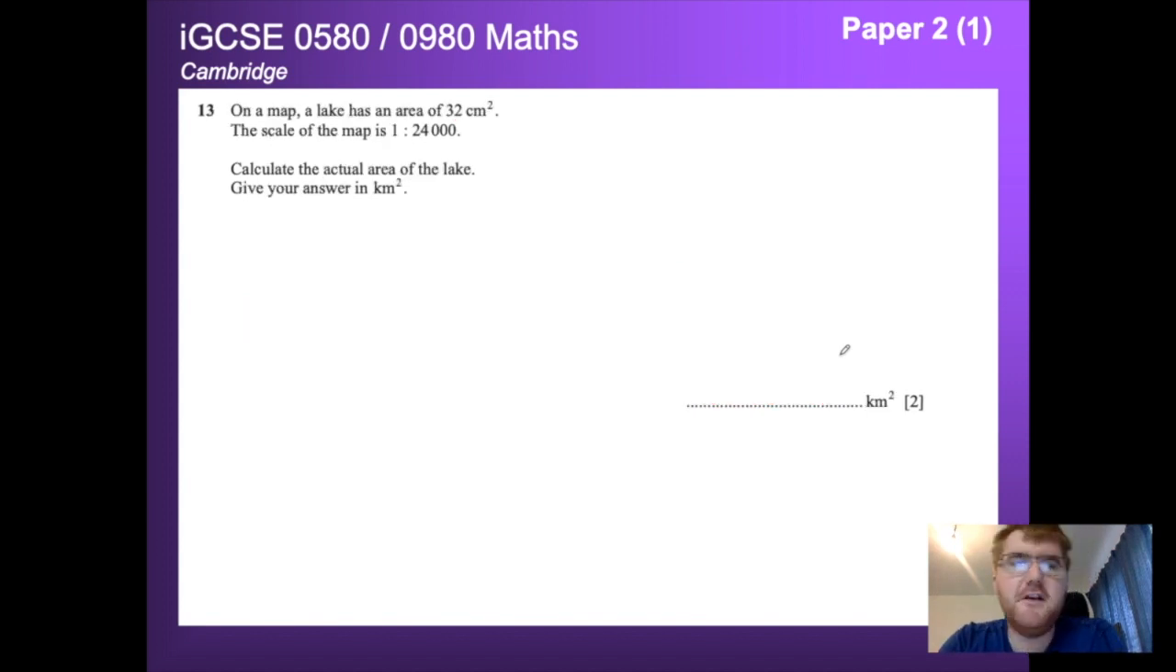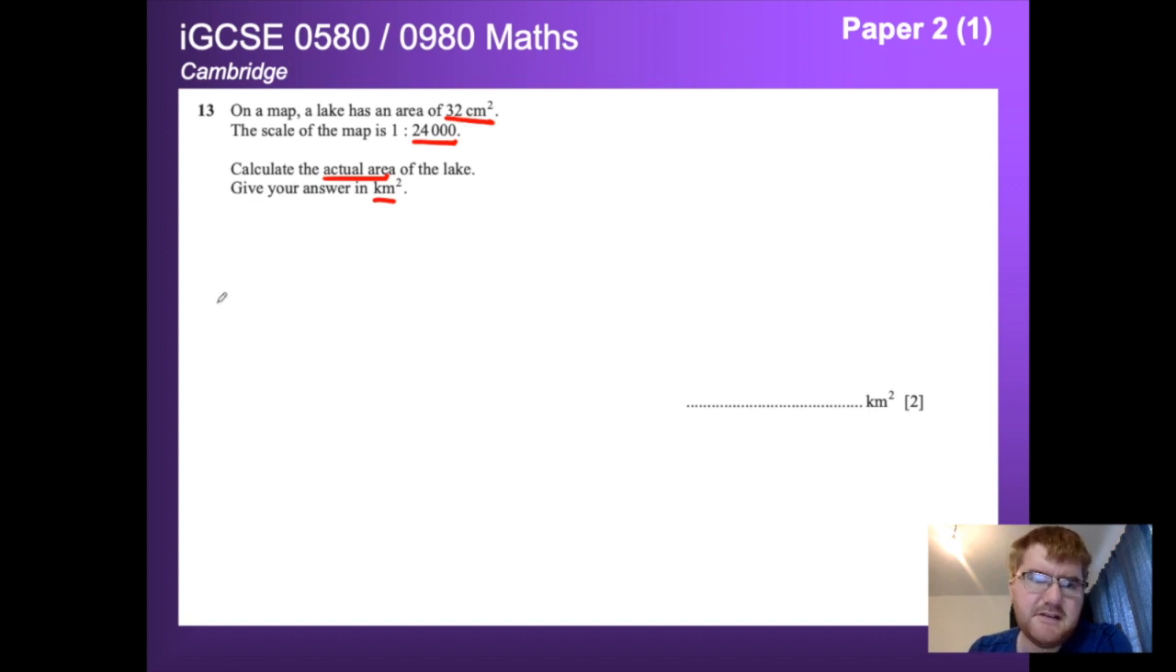Question 13. On our map, a lake has an area of 32 square centimeters. The scale is 1 to 24,000. We actually want the actual area of that lake in square kilometers. I'm underlining the key information. One thing to notice here is we're looking for an area, not a length, so our scale factors are going to change quite dramatically.